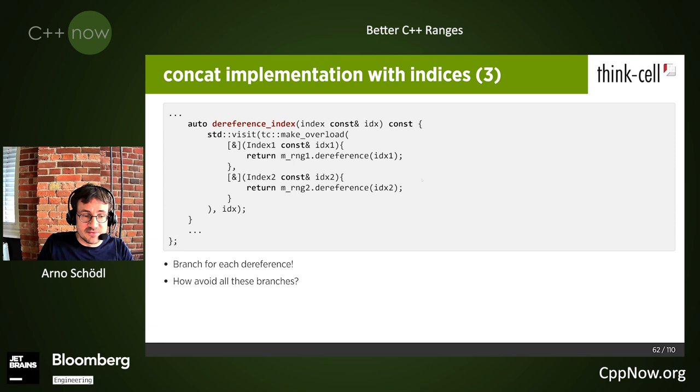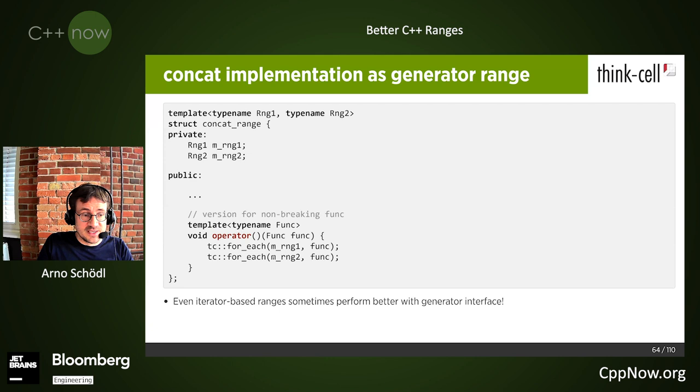Now, how could you solve that? How could you avoid all these branches? Well, if you only need internal iteration, you can just use internal iteration. You can just use a generator. And that's really just like that. You have here, and I didn't include the break or continue, an operate. This is basically the functor that receives the sink of your internal iteration. Once you receive that sink where you want to plug in your values, you can just use for each twice, first on the first range, then on the second range.